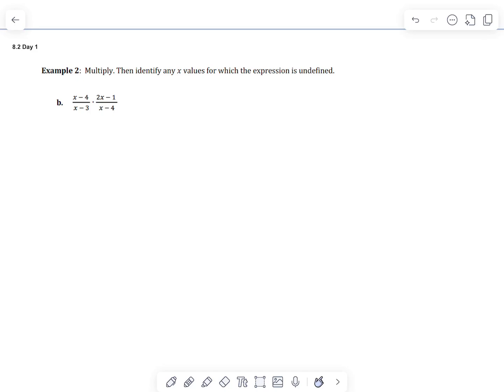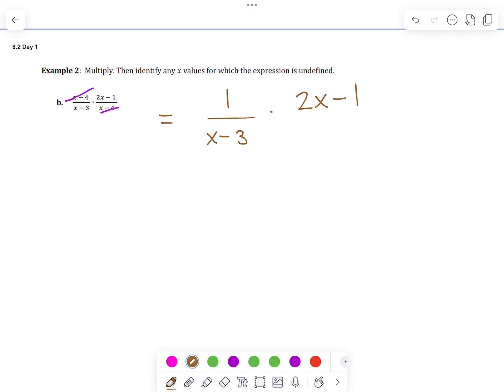All right, we're gonna go ahead and multiply these two rational expressions. So we first see if we have any factoring, which we don't. So then we look to see if we have any common factors. We have a common factor of x minus 4 and x minus 4, so those cancel. So now what's left is 1 over x minus 3 times 2x minus 1 over 1.